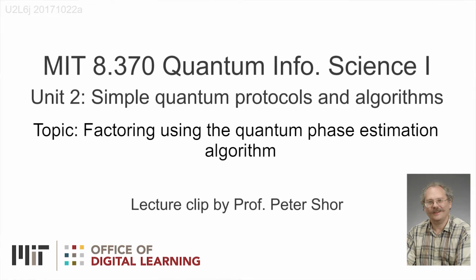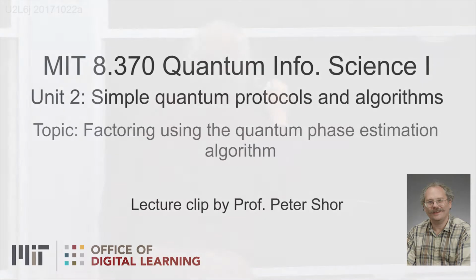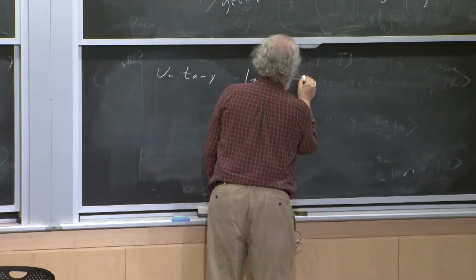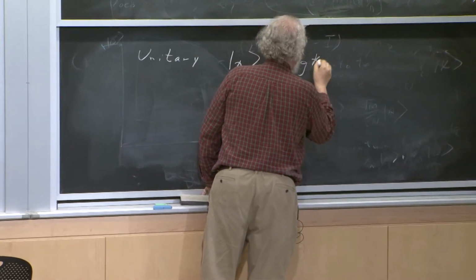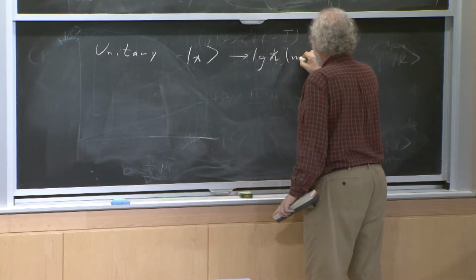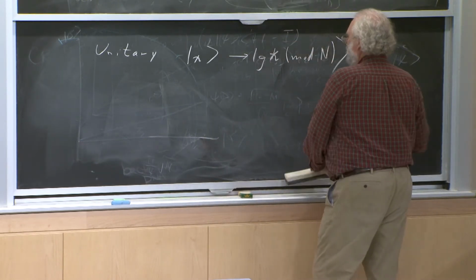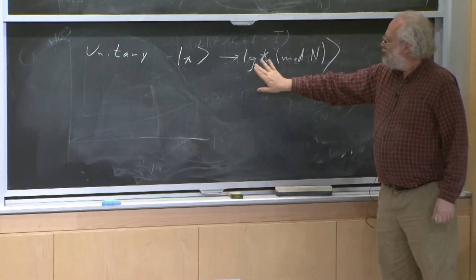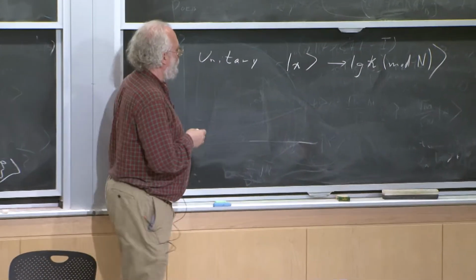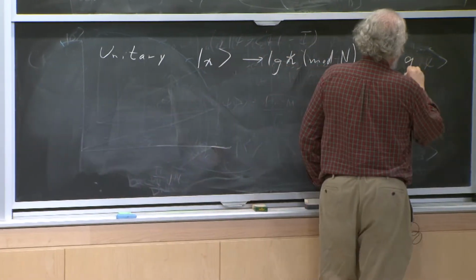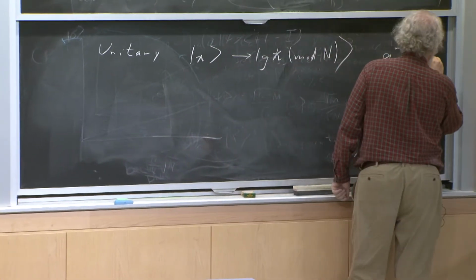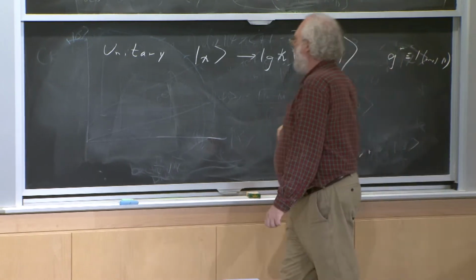So how do you use this for factoring? So take the unitary x goes to gx mod n. So we're just multiplying by some g. What are the eigenvalues of this? Suppose g to the r is congruent to 1 mod n. So g has order r.